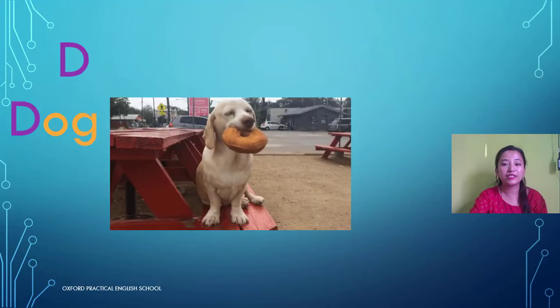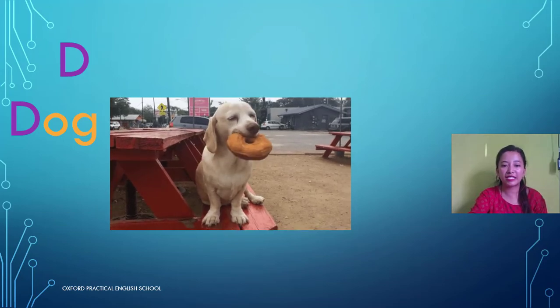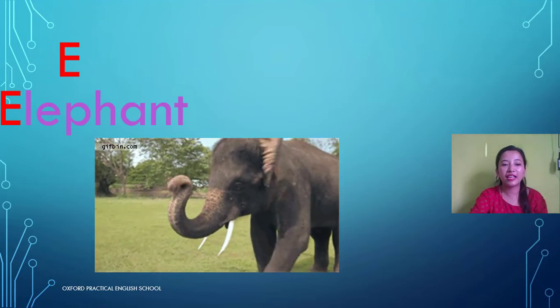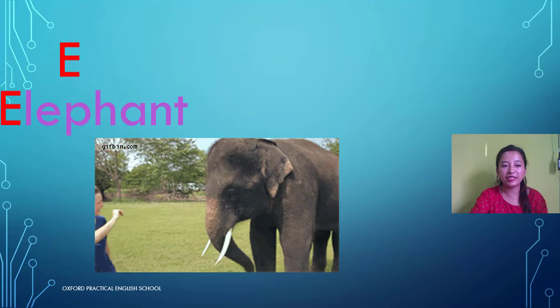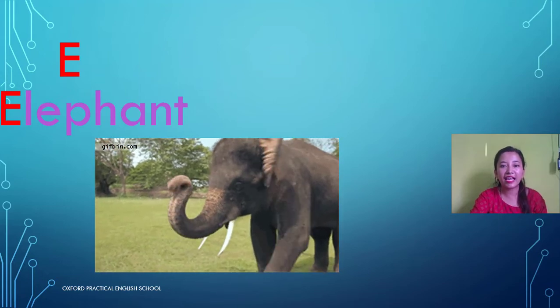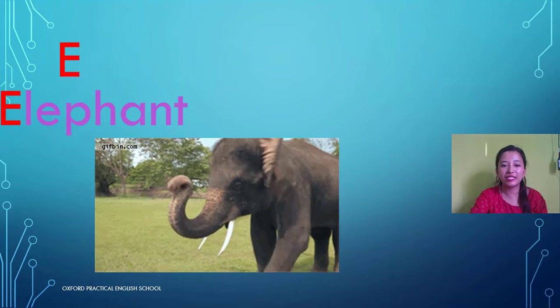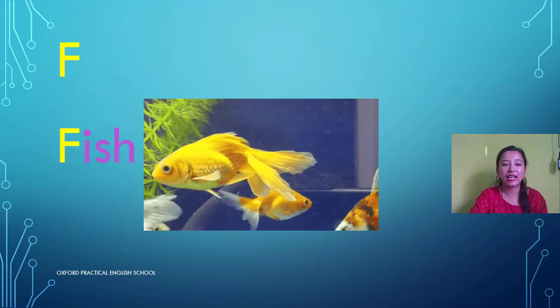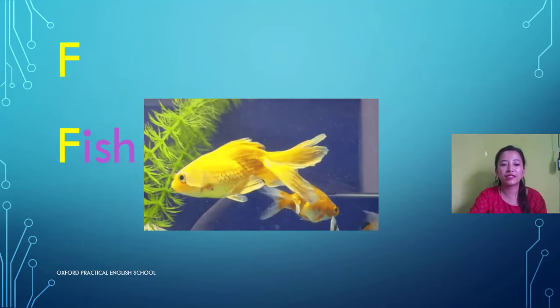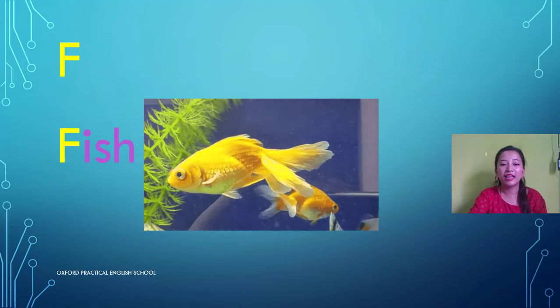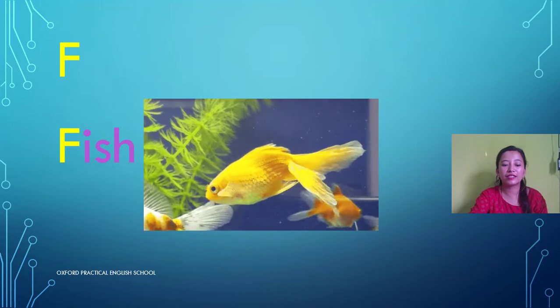D for dog. D O G, dog. E for elephant. E L E P H A N T, elephant. F for fish. F I S H, fish.